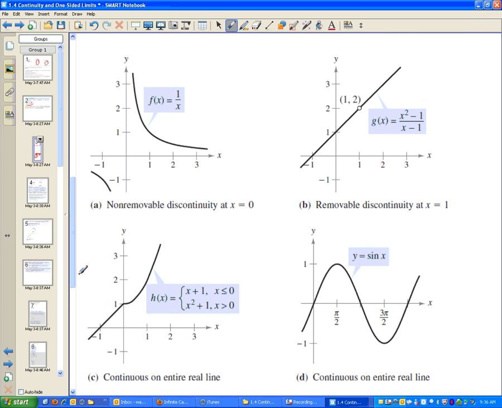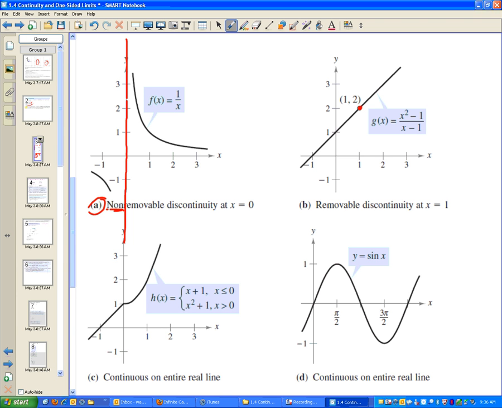All right, look at this one. A here: non-removable discontinuity at x equals 0. Because look, here's x equals 0. You can't just fill in a hole, can you? You can't just fill in one point and make it continuous. So, non-removable. Look at B. This discontinuity is removable because all you have to do is fill in the point (1, 2).